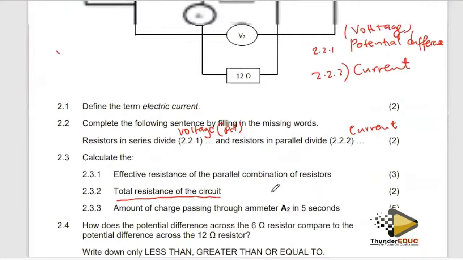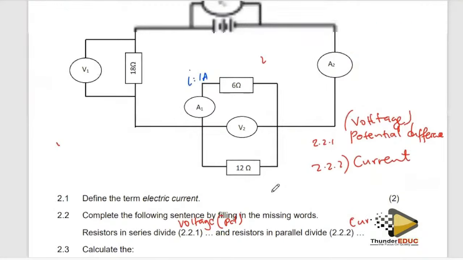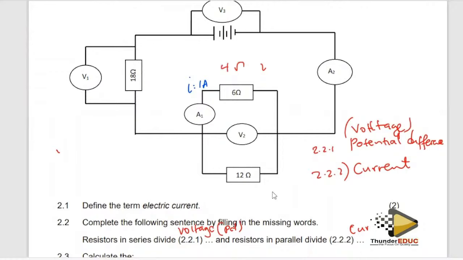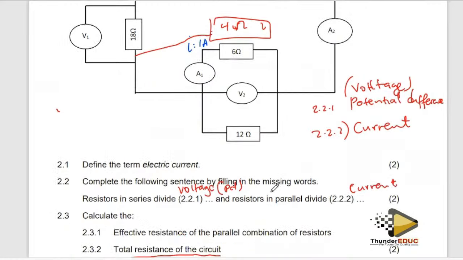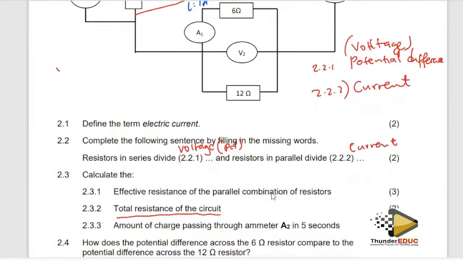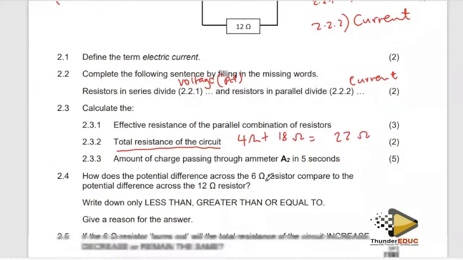Now, what we need to know is that the 4 ohms that we have is like one block of a resistor that is representing these two. So this block is going to be in series with the 18 ohm. And we know that when we are getting the total resistance in a series, we just add up. So it's going to be the 4 ohms plus the 18 ohms, which gives me 22 ohms.